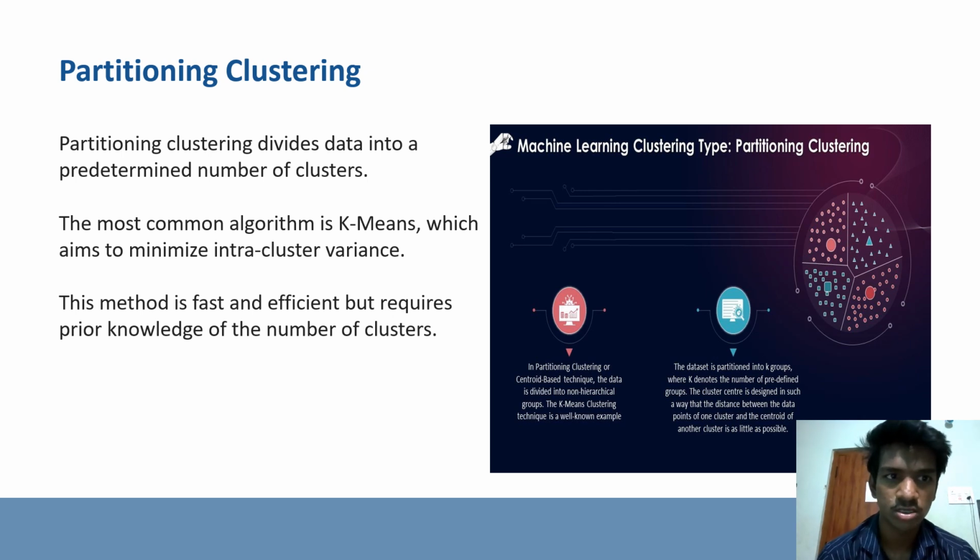Partitioning clustering. Partitioning clustering divides data into a predetermined number of clusters. The most common algorithm is k-means, which aims to minimize intra-cluster variance. This method is fast and efficient but requires prior knowledge of the number of clusters.